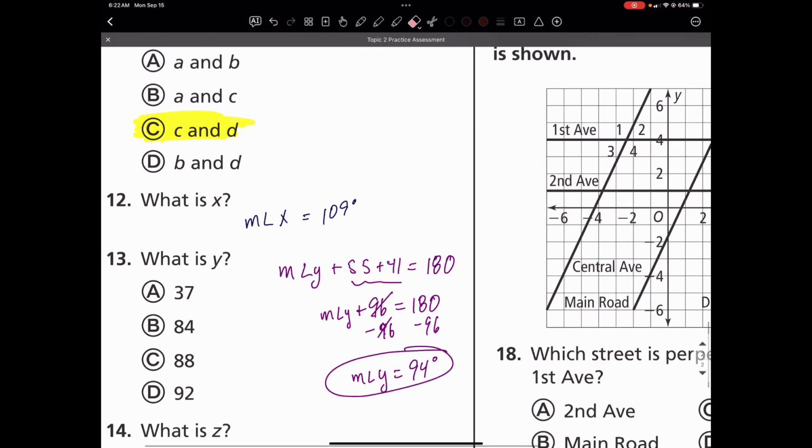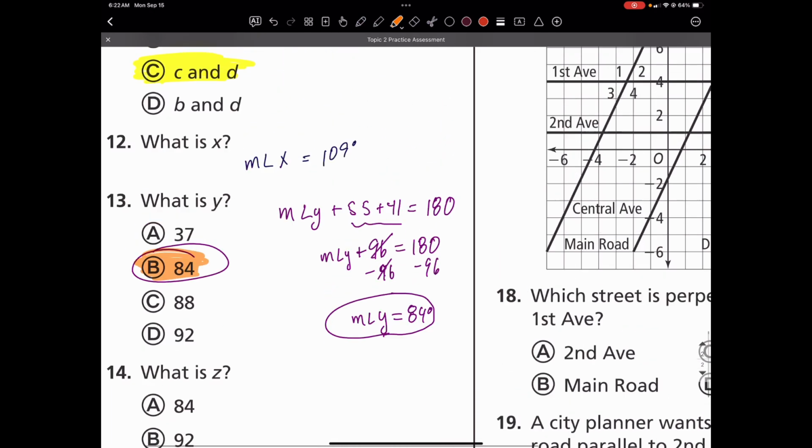Not 94, I'm sorry, 84 degrees. Yep, I miscalculated in my head. So measure of angle Y would equal 84 degrees because 84 and 96 equals 180. So that would be your answer choice for 13.